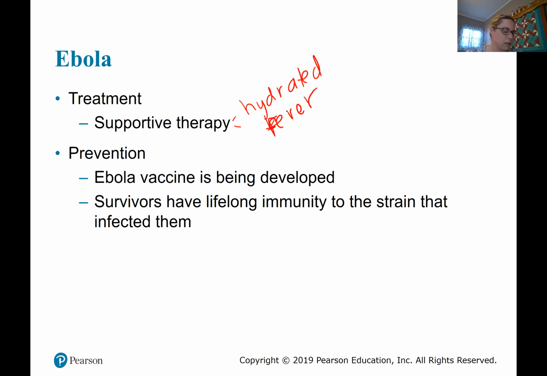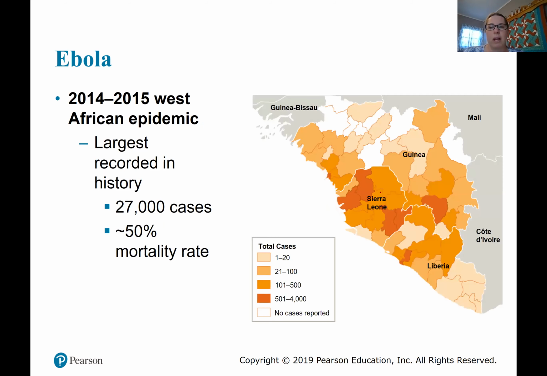And the good thing is that if you are a survivor and you're exposed to the same strain, you have immunity toward that strain. And the most recent Ebola outbreak was in 2014 and 15 in West Africa. It was the largest outbreak recorded with 27,000 cases. And again, that approximately 50% mortality rate. You can see the number of cases per area here in Africa.